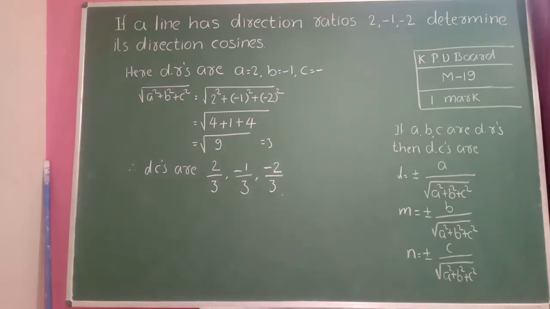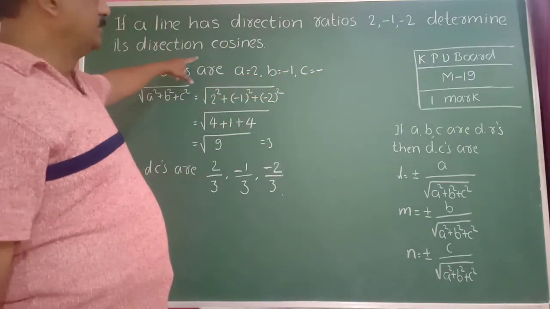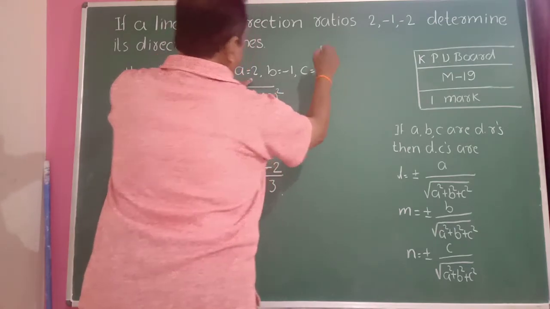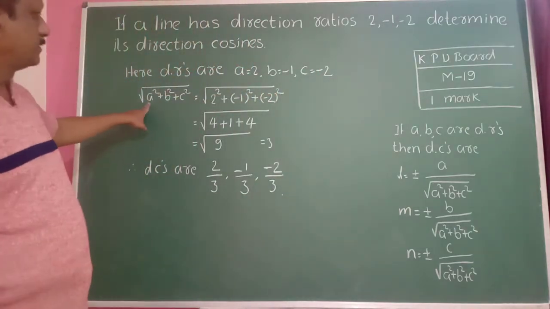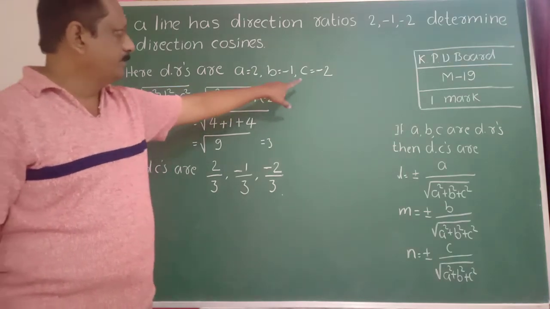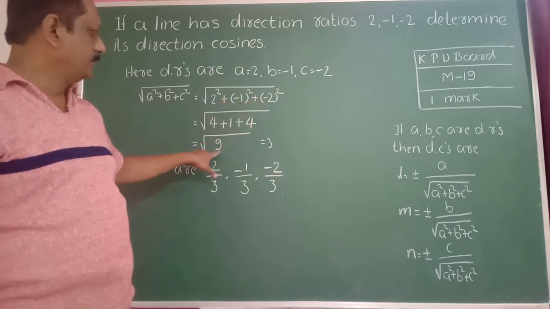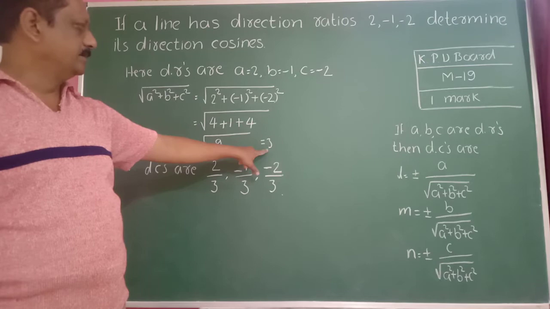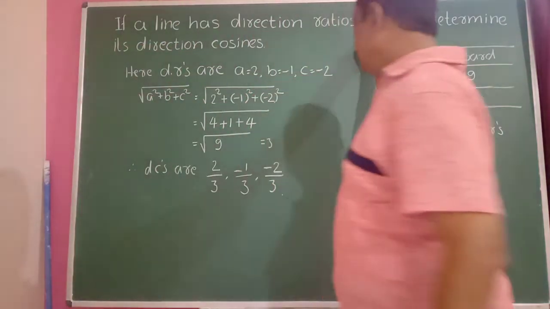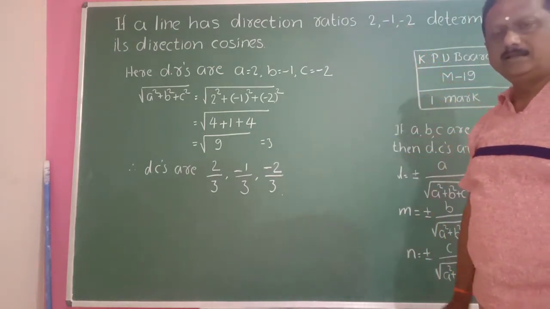So if direction ratios are 2, minus 1, minus 2, then direction cosines, same procedure. a value is 2, b value is minus 1, c value is minus 2. Then root of a square plus b square plus c square equal to 2 square plus minus 1 square plus minus 2 square. So 4 plus 1 plus 4, square root of 9, square root of 9 is 3. Hence direction cosines are 2 by 3, minus 1 upon 3, minus 2 divided by 3. These are the direction cosines.